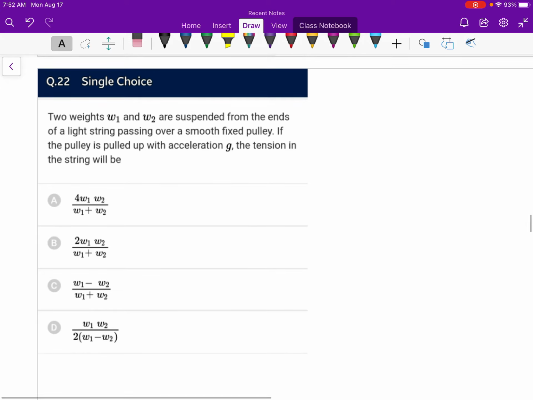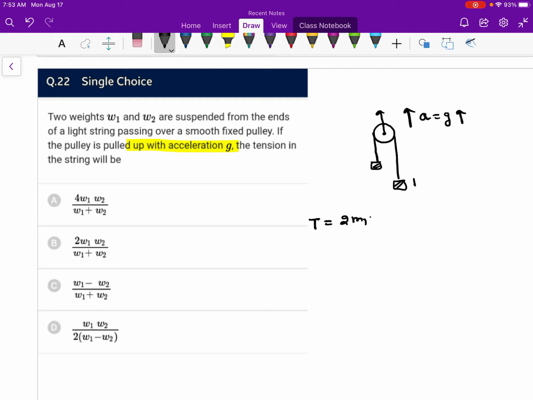Two weights W1 and W2 are suspended and the pulley is fixed. The pulley is pulled up with acceleration G. So this is an accelerating situation. See, this is our simple pulley, and this is block 1 and this is block 2, and the whole system is being pulled up with acceleration A equals G up. All right, so we know that in a simple pulley block system, the tension in the string is 2m1 m2 g upon m1 plus m2.